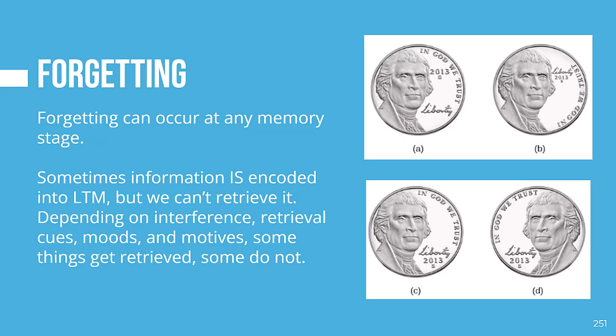Encoding failure occurs when a memory is never stored in our memory in the first place. Successful encoding requires a lot of effort and attention. Let's look at these 4 nickels. Can you tell which coin is the accurate depiction of the US nickel? Most Americans can't because we do not encode the specific details. We just know enough to differentiate it from the other coins.